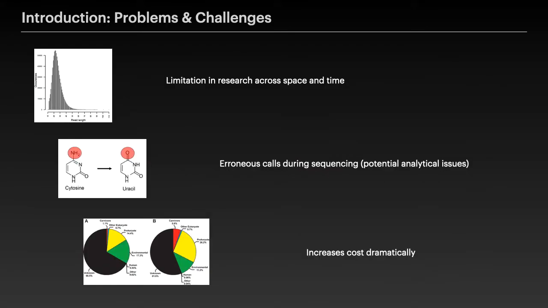So to sum this up, we have limitations for research across space and time due to fragmentation, meaning that we can usually hope to find fairly well-preserved samples from optimal regions, and the older the sample, the harder it is to find DNA in it. So fragmentation also causes problems with our extraction and library building methods, which we will discuss later. We have potential problems when sequencing for erroneous base calls due to miscoding lesions, and we have also the problem of increasing costs for ancient DNA sequencing, due to the very low endogenous content that we usually find in ancient samples.